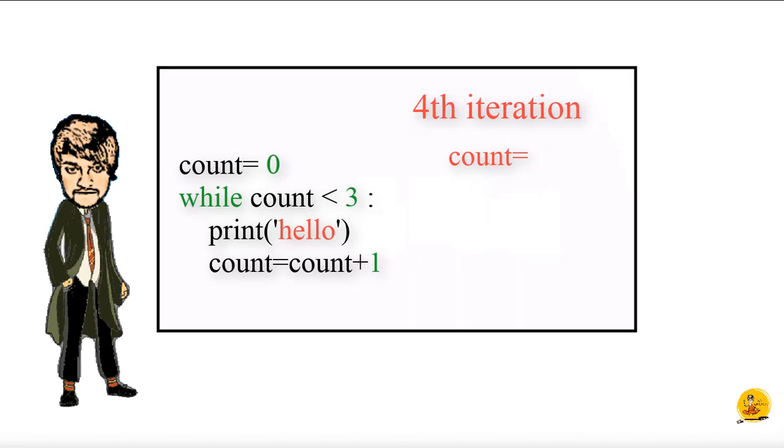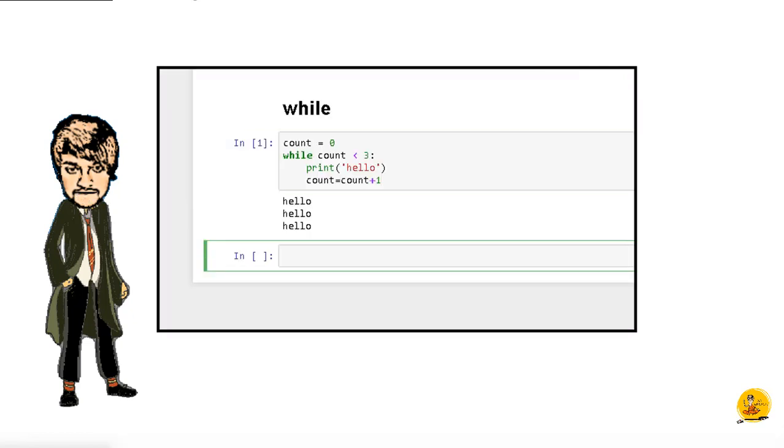On fourth iteration, the value of count is equal to 3. Then the condition of while loop, count is less than 3, is executed. Since the condition is false as 3 is not less than 3, so the while loop gets terminated and we get the output hello as 3 times.